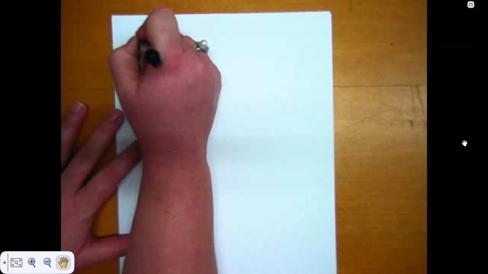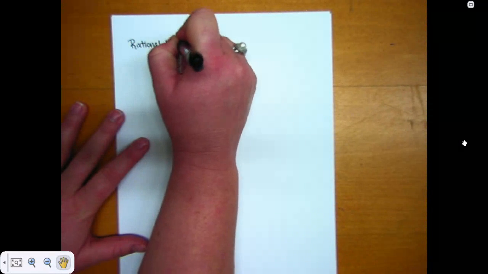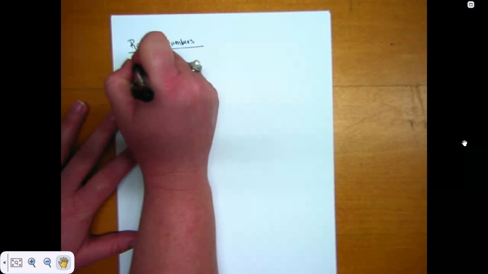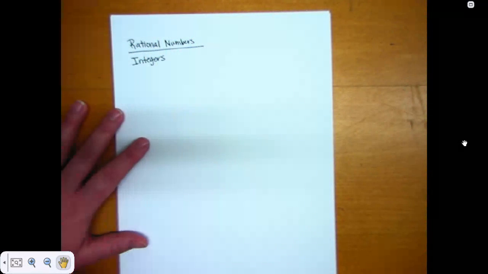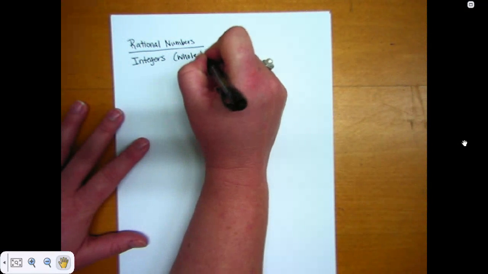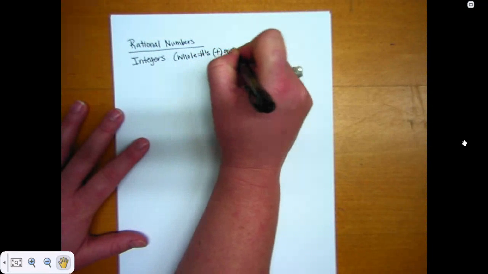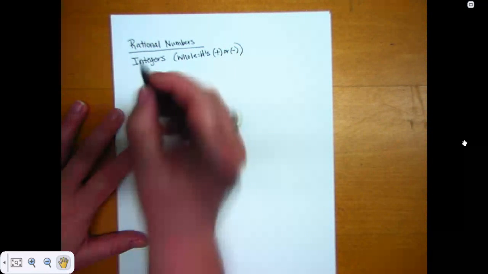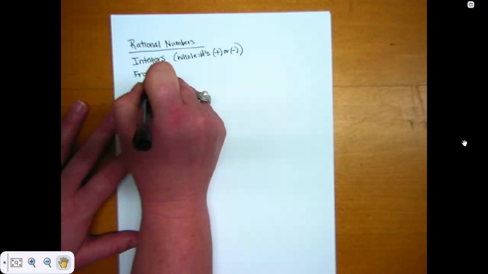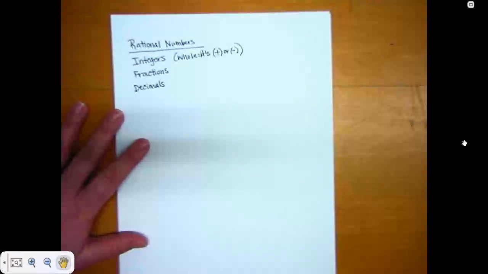test. First of all, you will need to know what is a rational number. Rational numbers are any number that can be represented as a fraction. So what can be represented as a fraction? Integers. Remember, integers are whole numbers that are positive or negative. Whole numbers, positive or negative. Fractions and decimals.